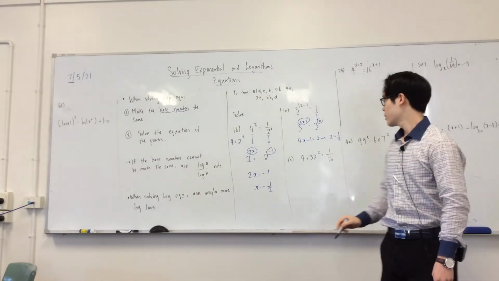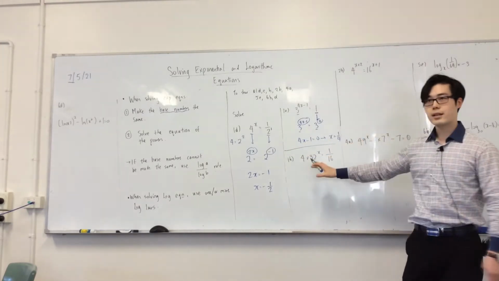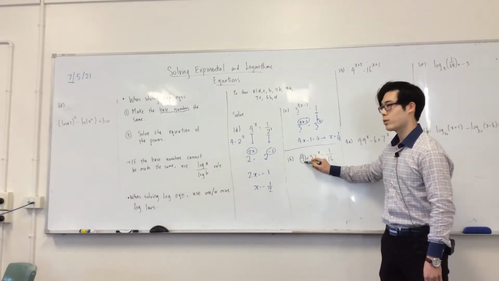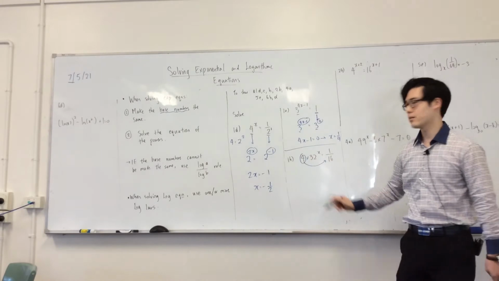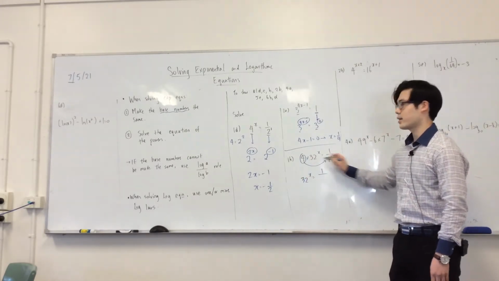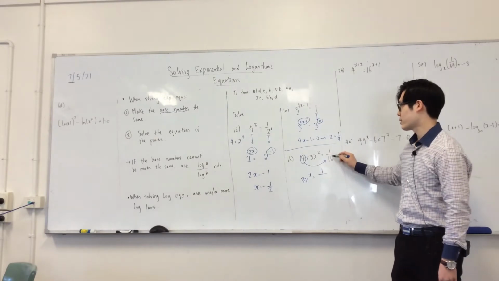Okay. All right. Now, if you get a question like this, 4 times something, the first instinct that you want to do is actually get rid of the 4. Now dividing it to the other side. Okay. So 32 to the power of x is equal to 1 over 16 divided by 4, which is like doing 1 over 16 times 4.